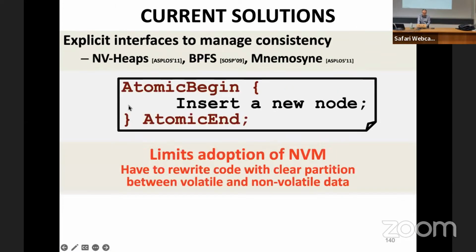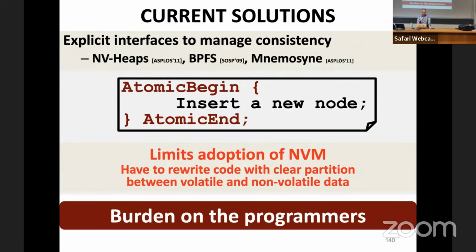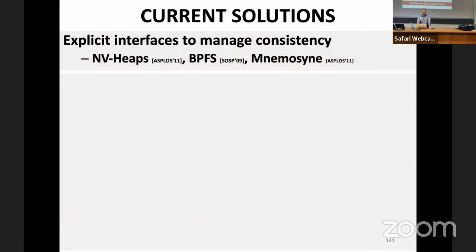But of course, it limits adoption of NVM because you have to rewrite code with a clear partition between volatile and non-volatile data, essentially. So that's why this idea, putting the burden on the programmer and compiler, is not a good idea.